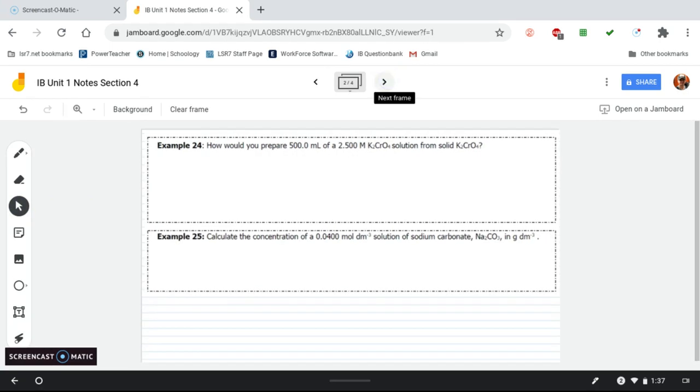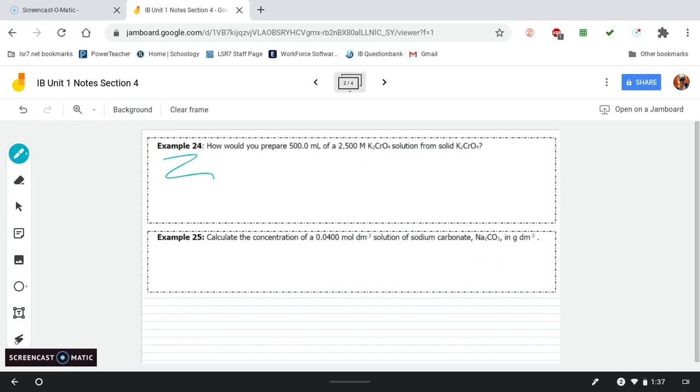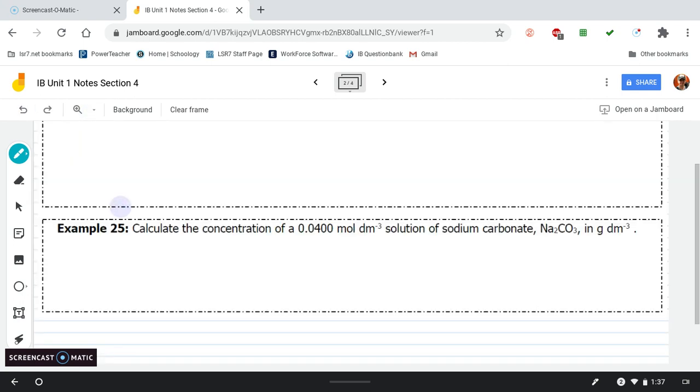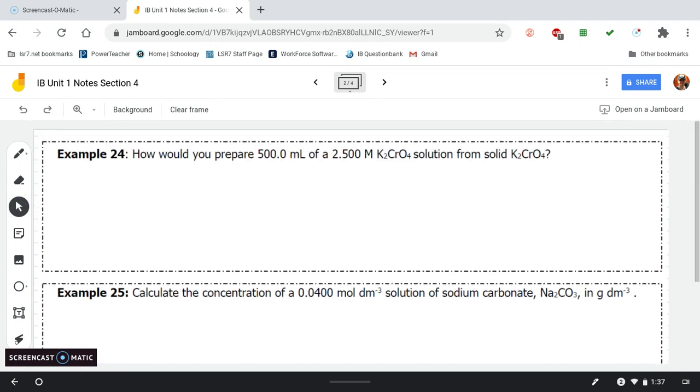Okay, so I want you to try this example 24 right here. Pause the video, try that on your own, and then start the video back up after you have given it an attempt. So go ahead and try this example 24 in your notes. Okay, so hopefully you had a little time to do that.